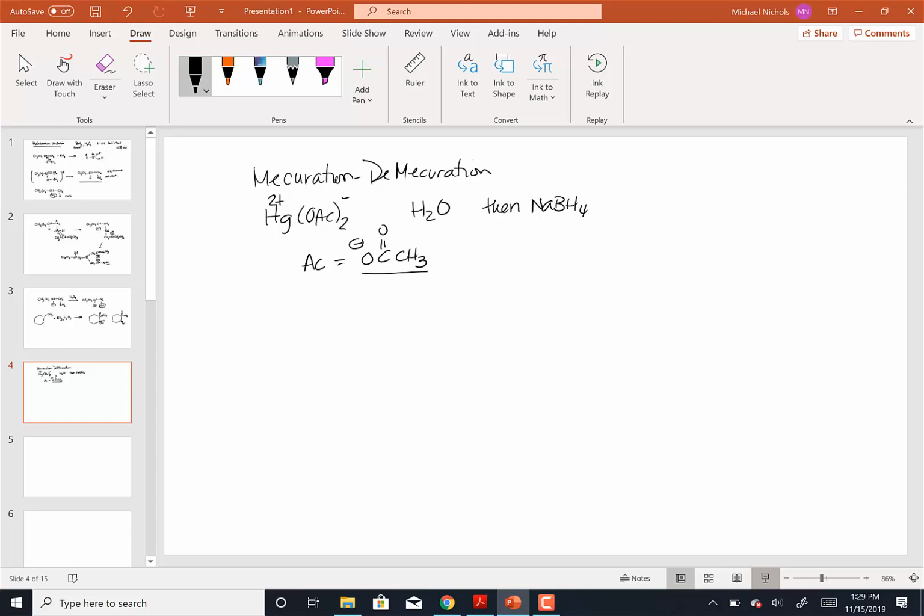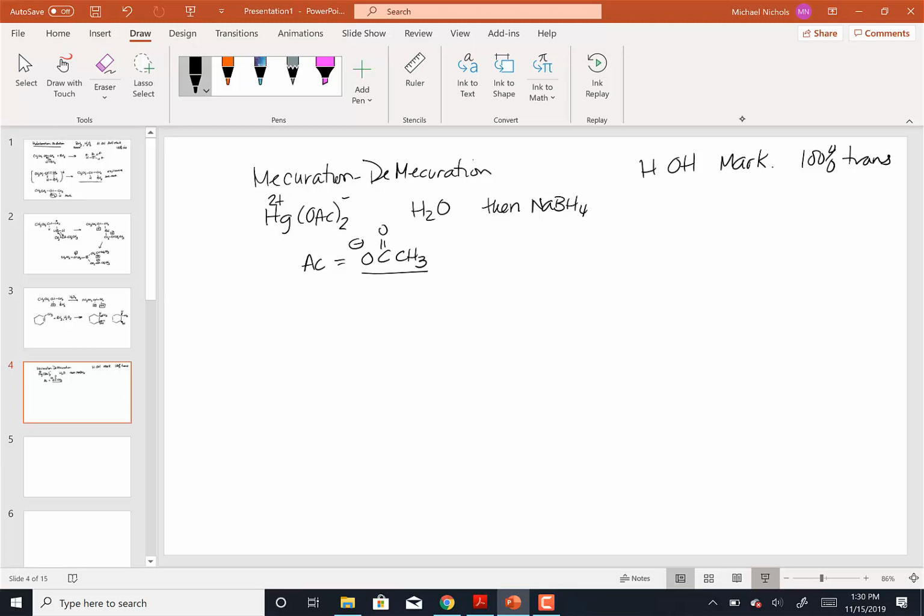Now, this mechanism is going to foreshadow something on Monday where we're going to add bromine to the double bond. So whatever we have here left over, and we'll talk about bromine, they're going to be very similar. But here's what happens. Mercuration, demercuration adds an H and an OH to the double bond. It adds them by Markovnikov addition. It adds them 100% trans. So different mechanism.